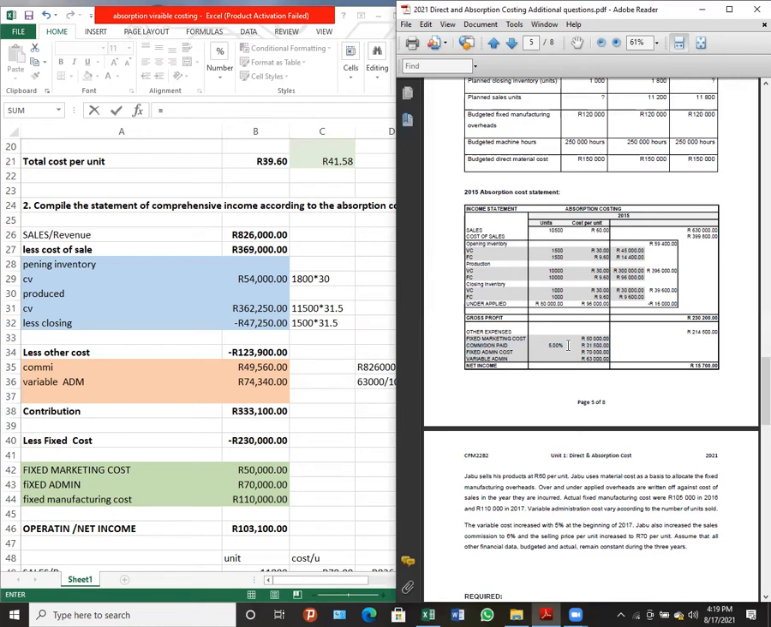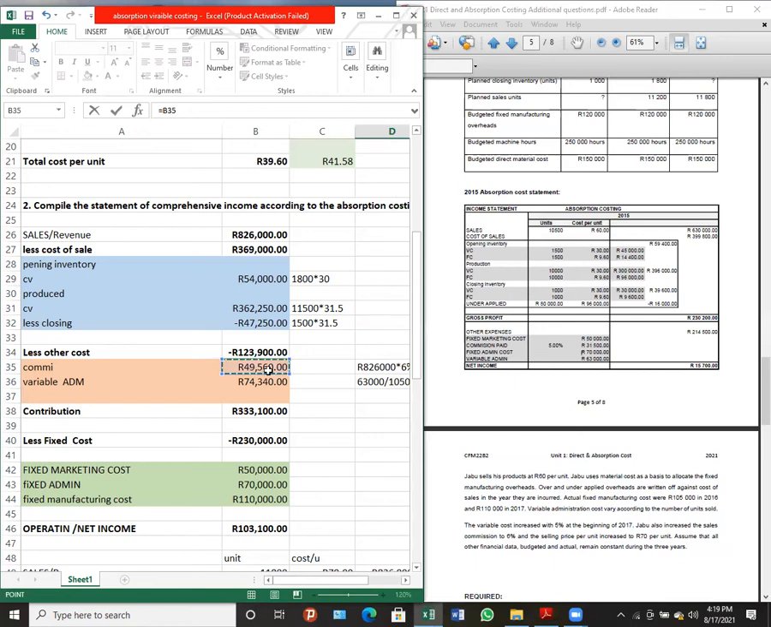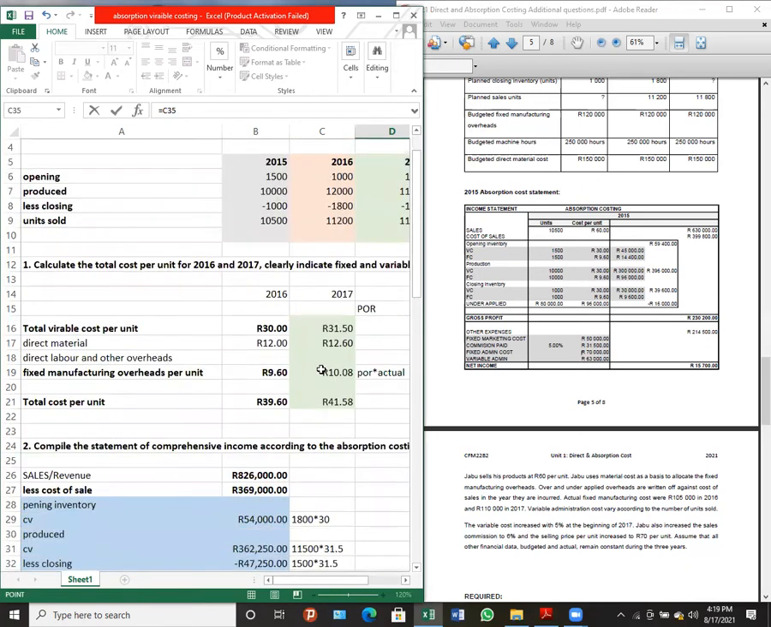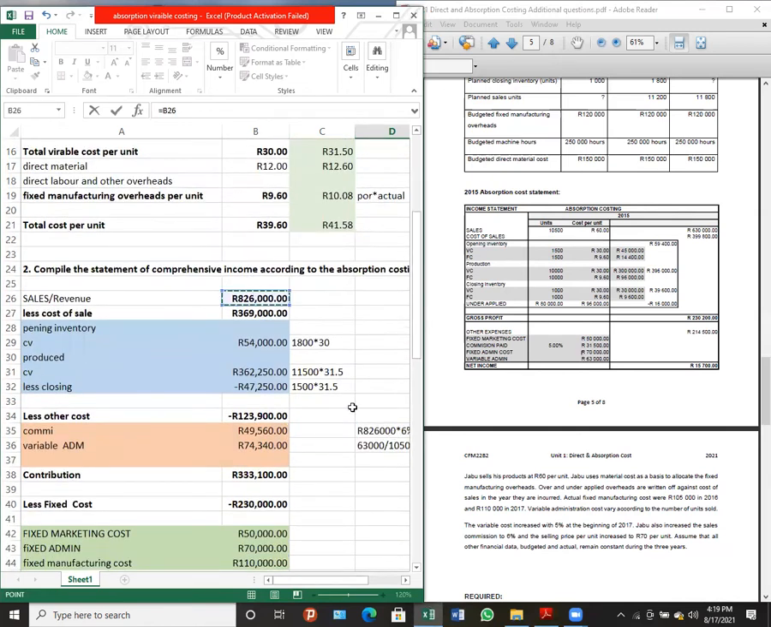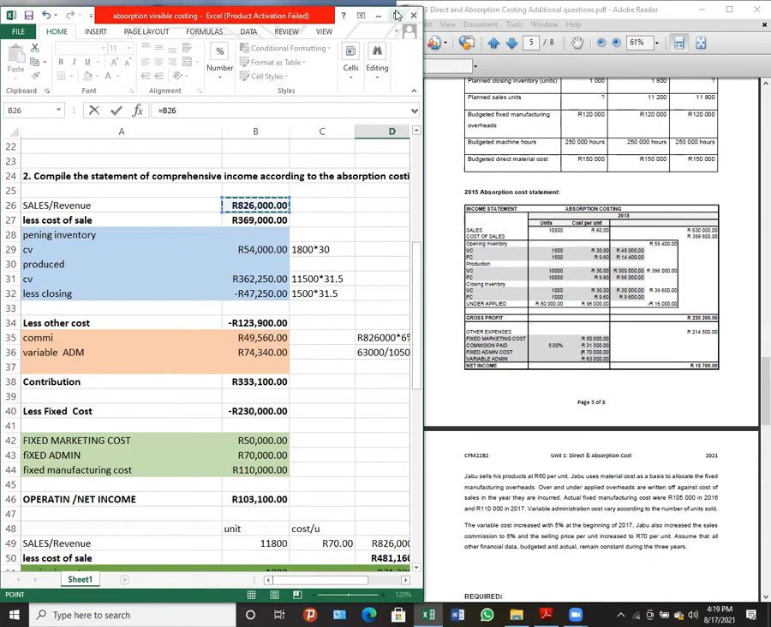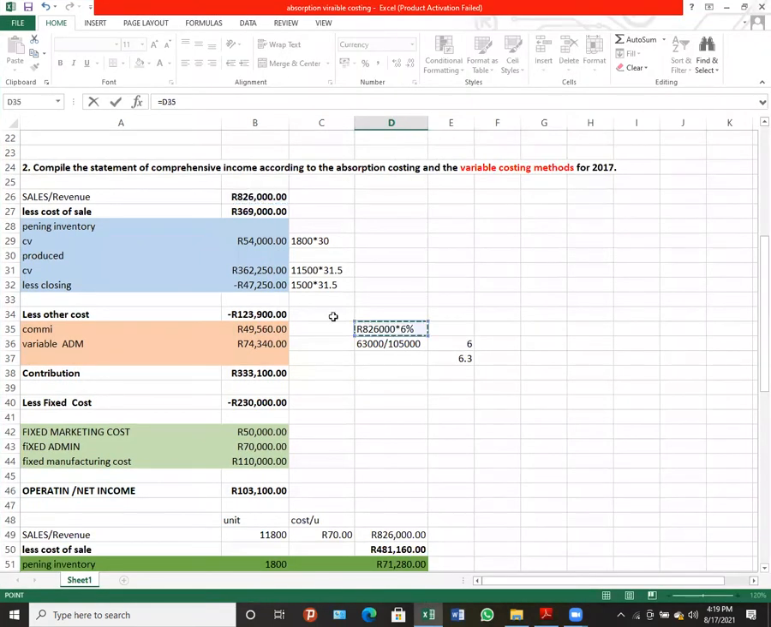This year, guys, how did we get this commission? It is revenue. Revenue is this amount, guys. Revenue times 6%. If you can see here, there's a calculation on the side. Your sales, your revenue, times 6%. You get this one.